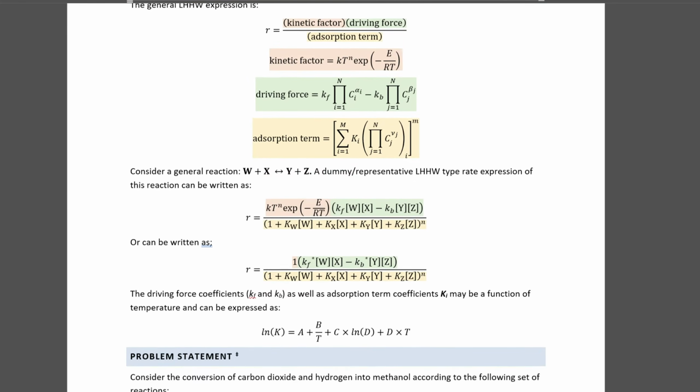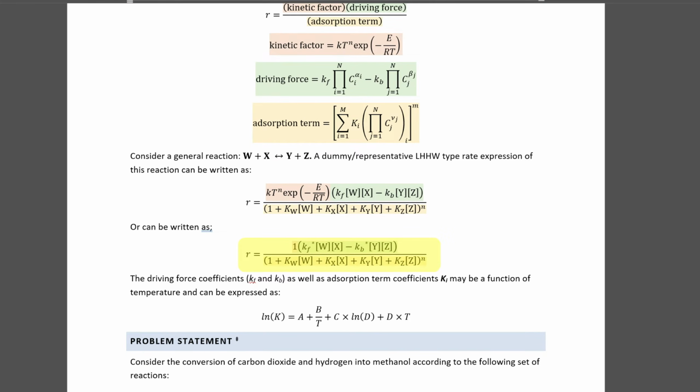Sometimes it is more convenient to use an alternative form of the kinetic reaction where the kinetic factor is merged together with the forward and backward rate constants of the driving force. This is particularly important while defining the reaction and kinetics in Aspen Plus, since Aspen Plus assumes that the activation energy of the kinetic factor is positive, so the exponent value has to be negative for the kinetic factor, and it does not matter for the exponent values of the forward and backward rate constants of the driving force.